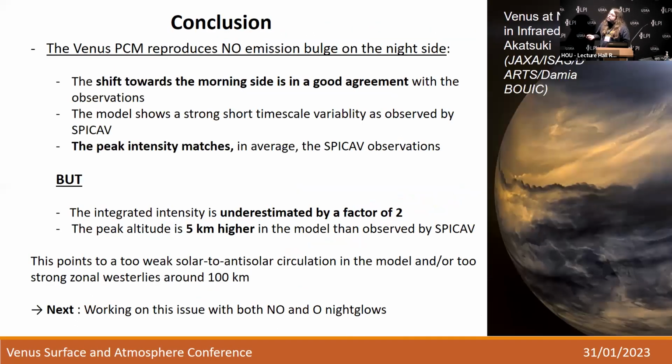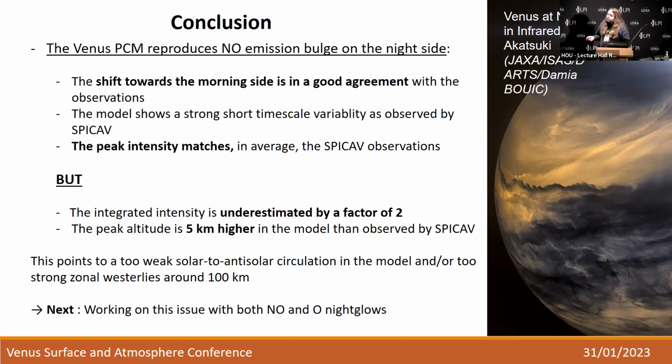So to conclude on this modelization of the nitric oxide nightglow, we are succeeding in reproducing the shift toward the morning side. We are succeeding in reproducing the strong short time scale variability, and the peak intensity when we average matches the SPICAV observations. But we still have points to improve. For example, the integrated intensity, which is underestimated by a factor 2, and also the altitude of the peak, which is about 5 kilometers higher in the model than in the observation.